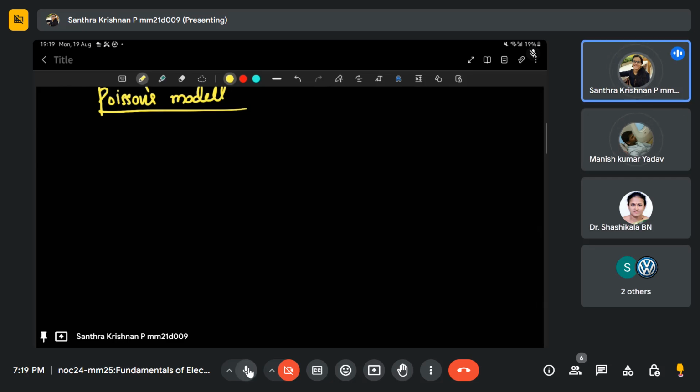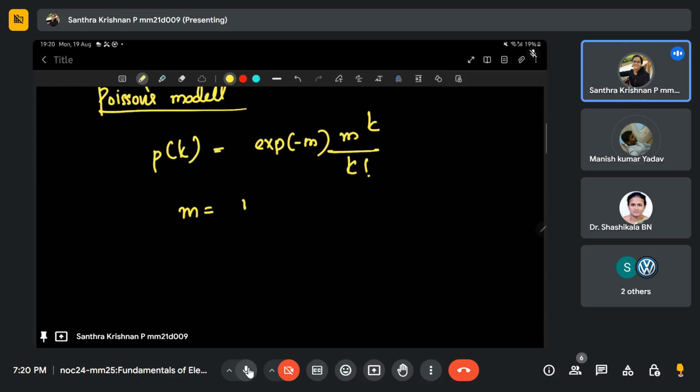It's also known as the exponential model, and it says to consider a wafer with N dies and n defects that are randomly distributed in the wafer. Then the probability of a defective die is given by exponential of minus m, m power k divided by k factorial, where m is small n by capital N, small n being the defects and capital N being the number of dies. So this is Poisson's model. It predicts a random distribution.